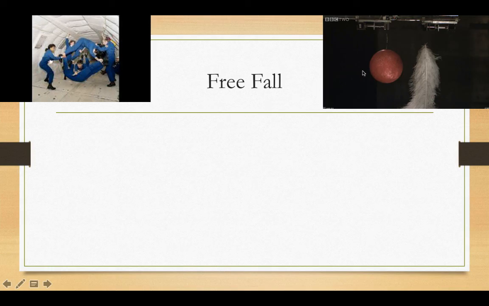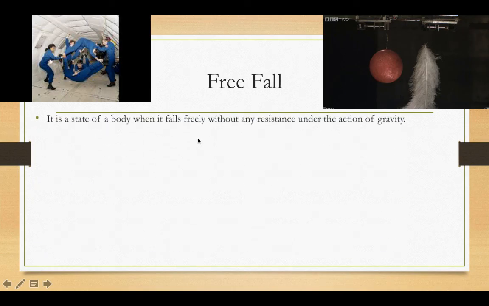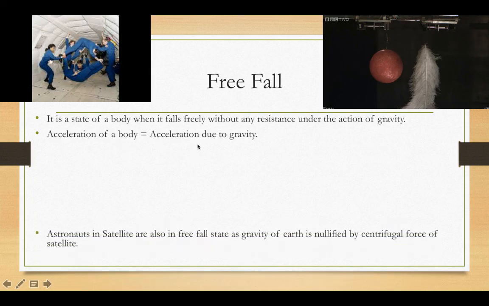Similarly, if you remember the video where I showed you the feather and coin experiment, in a vacuum, if you release a feather and a coin, then both will reach the ground at the same time. Why? Because they are in a free fall state. That is why the definition is: it is the state of a body when it falls freely without any resistance under the action of gravity. And when the body is in free fall, the acceleration of that body becomes equal to the acceleration due to gravity.